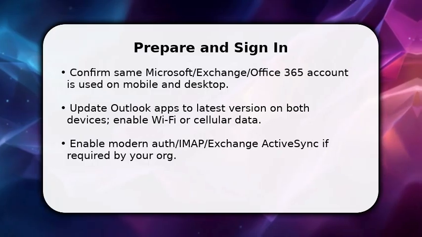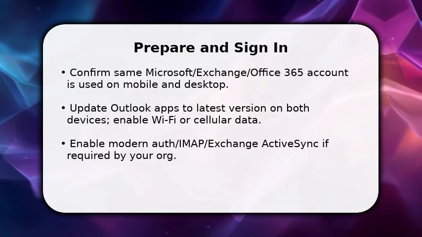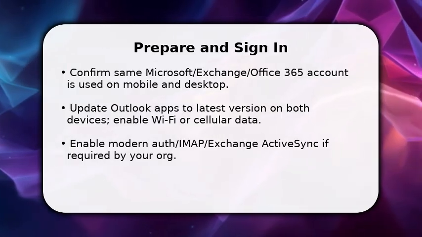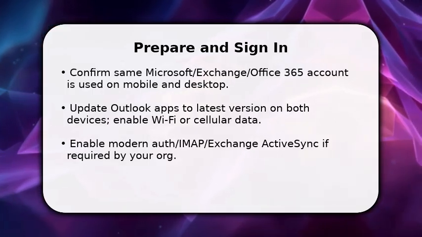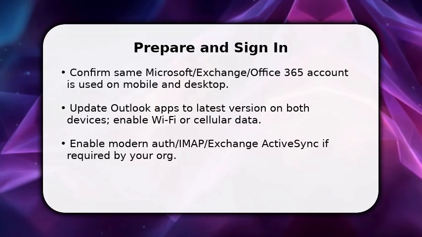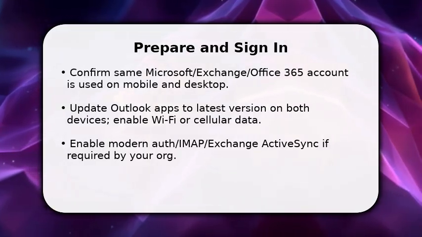You start by confirming the same Microsoft or Exchange account is active on both devices, because identical credentials create a single synchronized mailbox. Next, update Outlook on mobile and desktop so protocol differences don't block sync. Make sure you are online. Then enable the proper access method, modern authentication or Exchange ActiveSync, if your organization requires it.